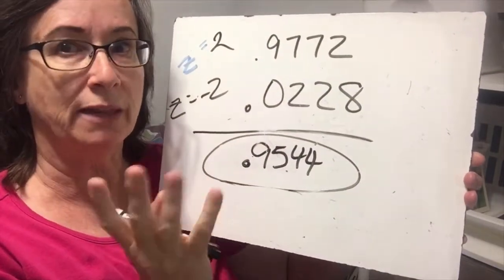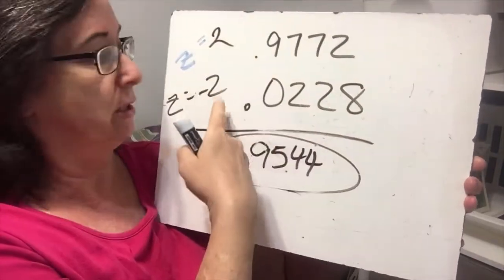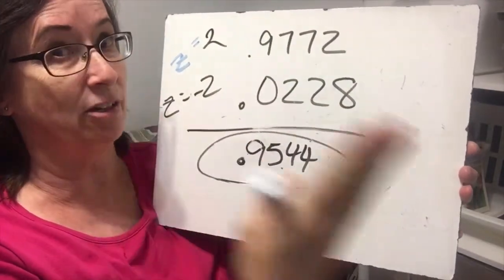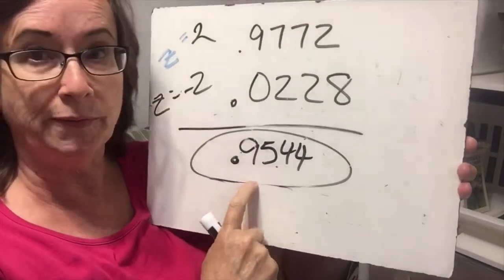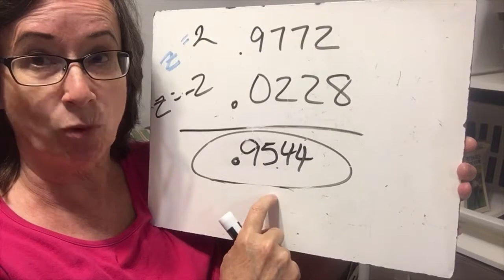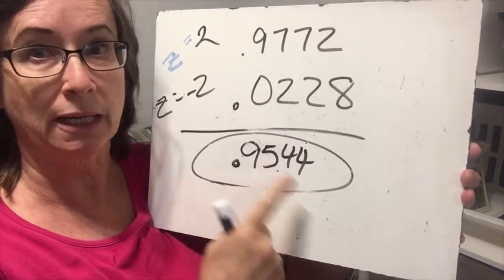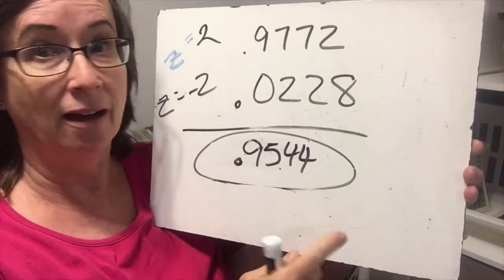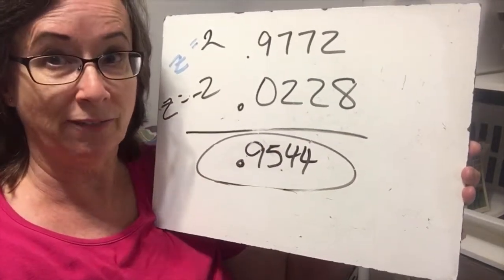If we wanted to know the area under the curve in between z is 2 and z is -2, or standard deviation 2 and standard deviation -2, we've got 0.9544, and our empirical rule says approximately 95% of all of the data is in between 2 and -2 standard deviations.